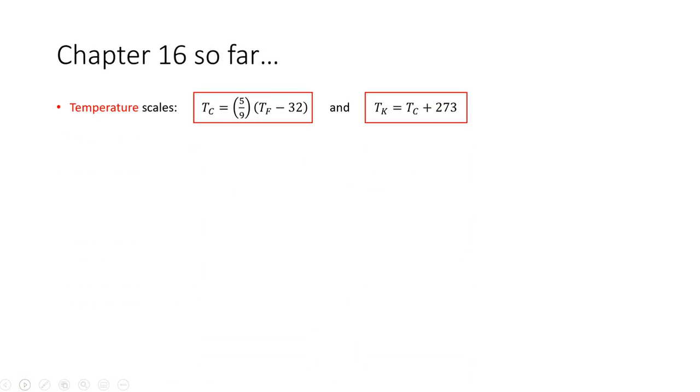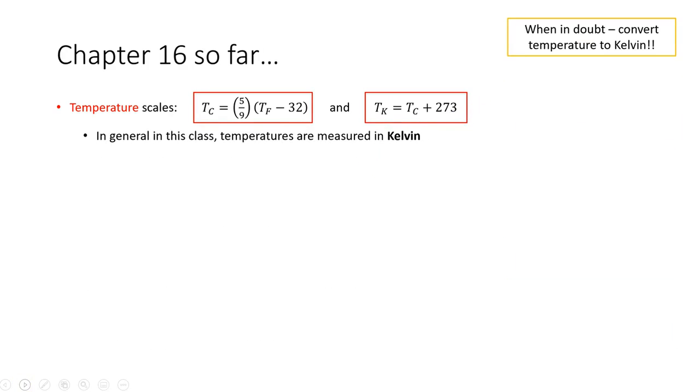Okay, so far in our chapter on temperature, we started off by talking about different temperature scales that you might see in this class. So that includes Celsius, Fahrenheit, and Kelvin. We also learned about ways that we can convert between those different temperature scales, which are shown in the red boxes here. Most often in this class we will be dealing with temperatures measured in Kelvin.